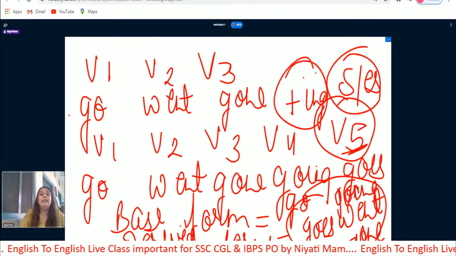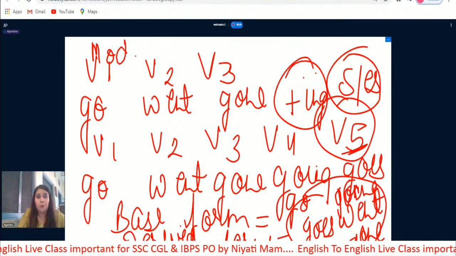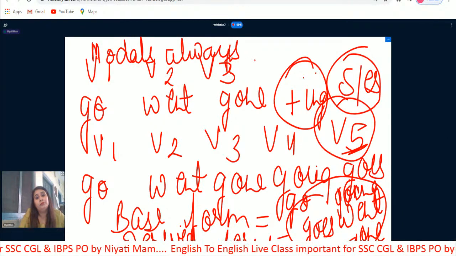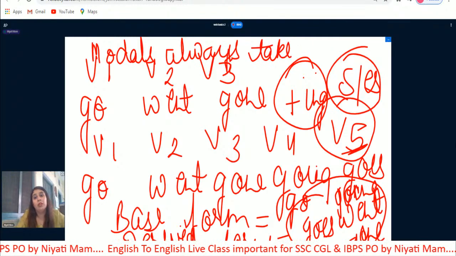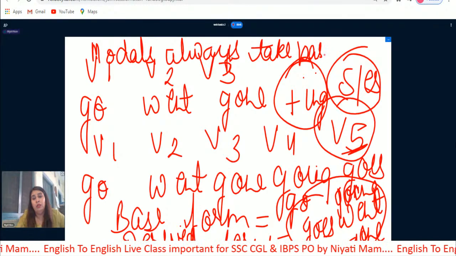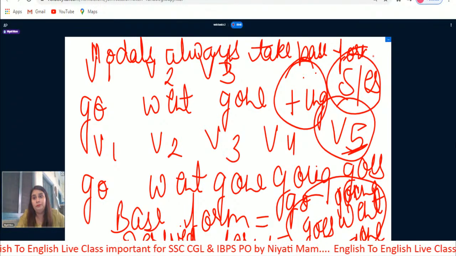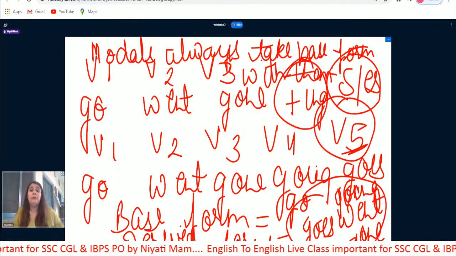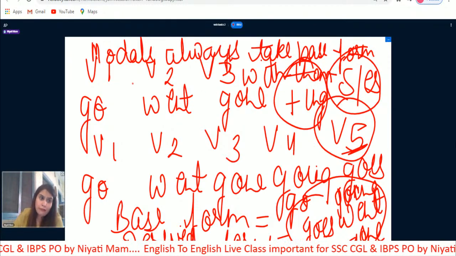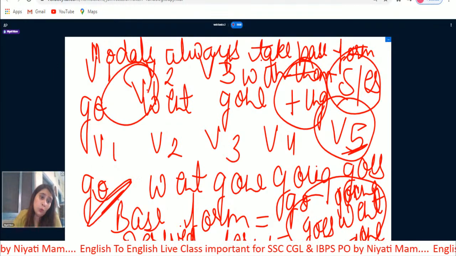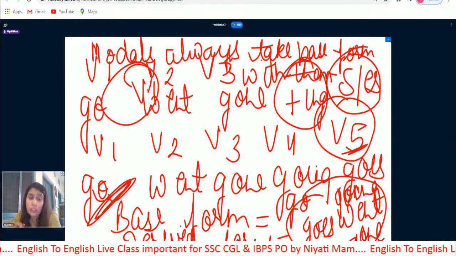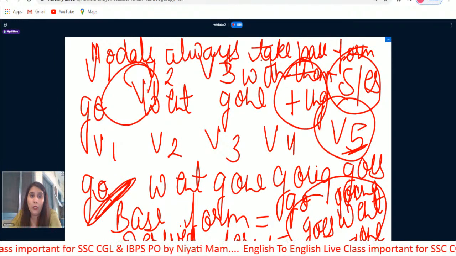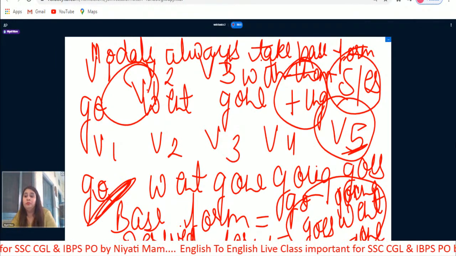So if you find somewhere written that modals will stay in base form with them, this means modals always stay V1 with them. That is go. That is raw form, that is without S or ES. Are you getting my point? Okay.